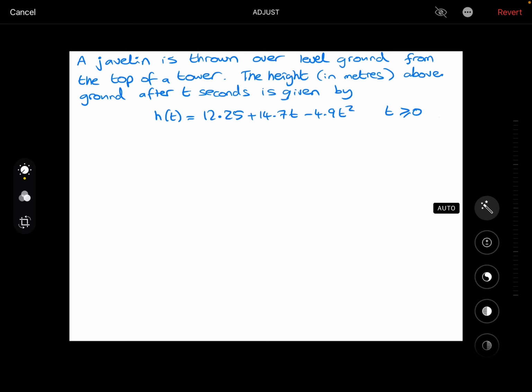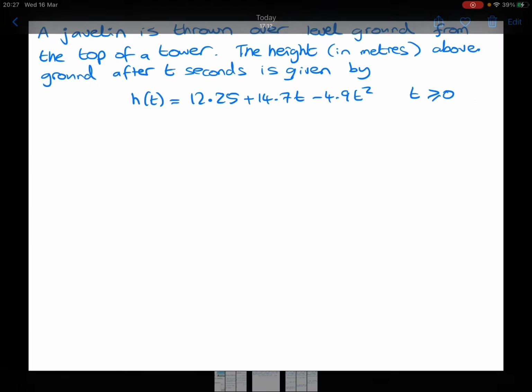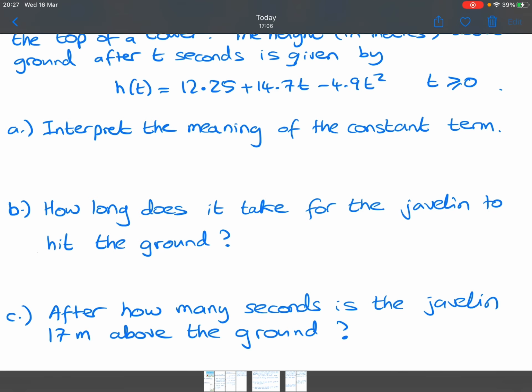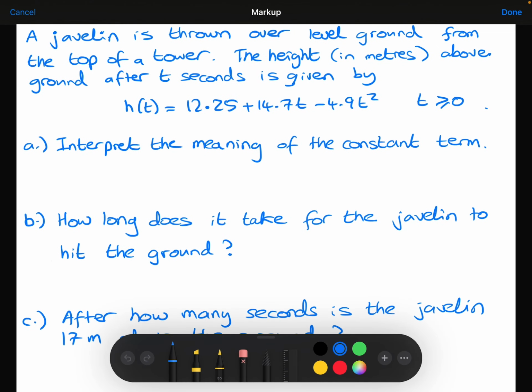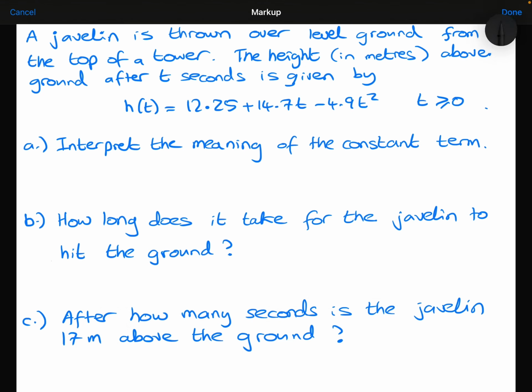So now that hopefully that equation makes a bit of sense for this situation, and hopefully you're picturing what's happening here, let's have a look at the question it's actually asking us. It's a multi-part question. Part A says, interpret the meaning of the constant term. This is the constant term here, and that happens when t is equal to 0, and I'll show you why.